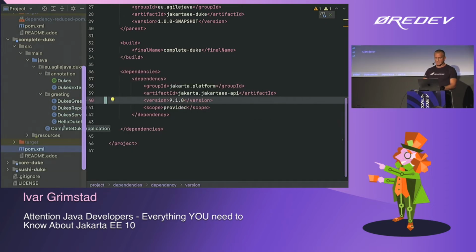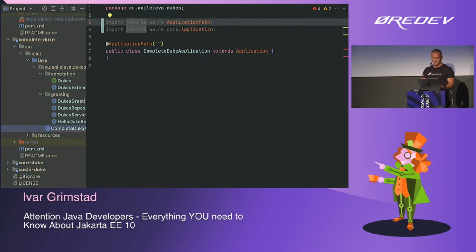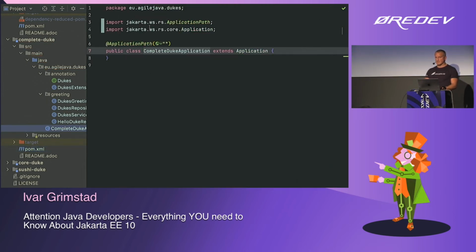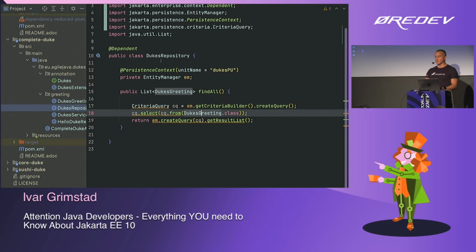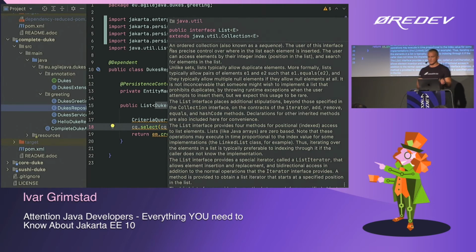And what you can see here is that all my imports were fixed to be Jakarta. And if I now reload the POM, this should compile fine as well. So you can see all my imports have been fixed for me. So that's how easy it is to do the namespace migration.